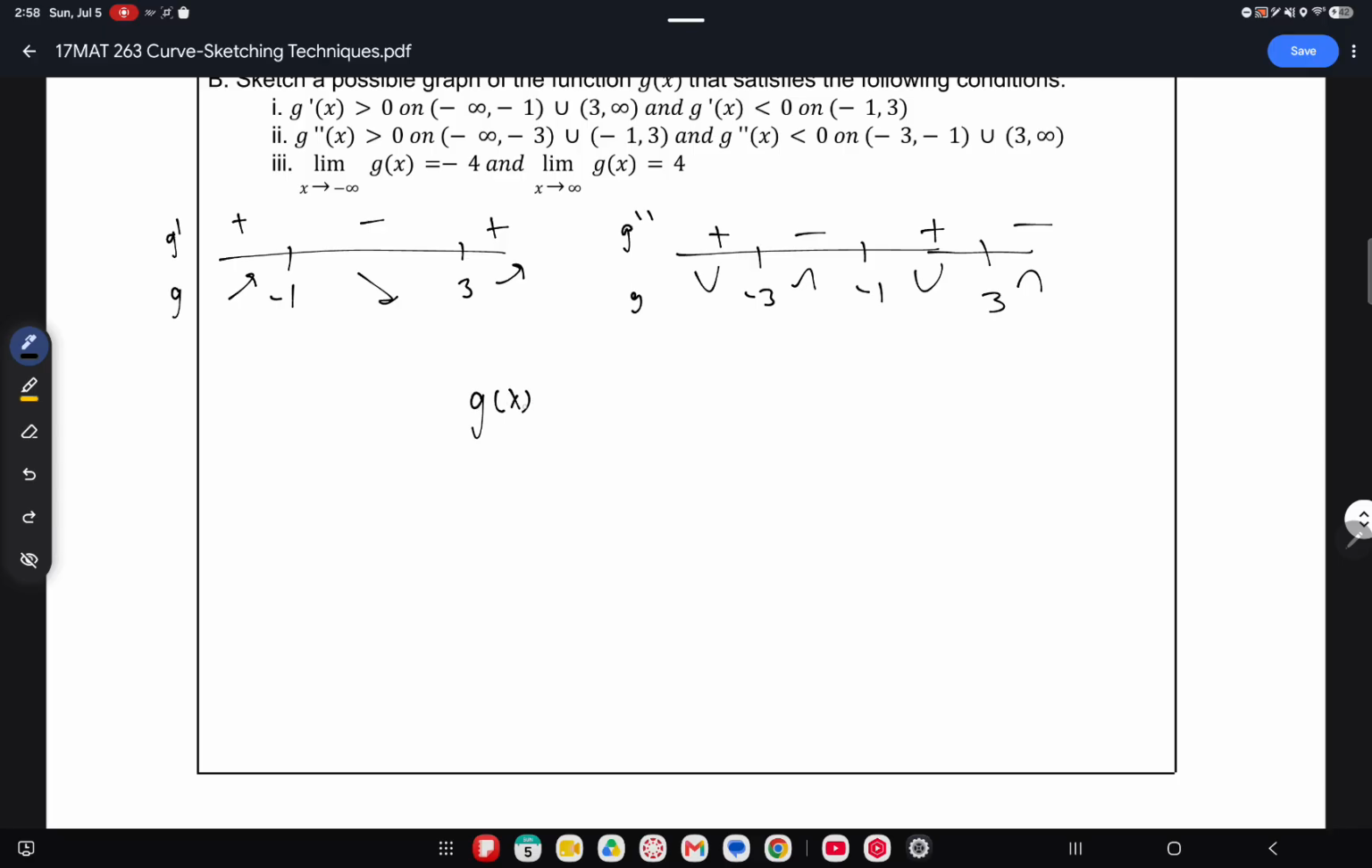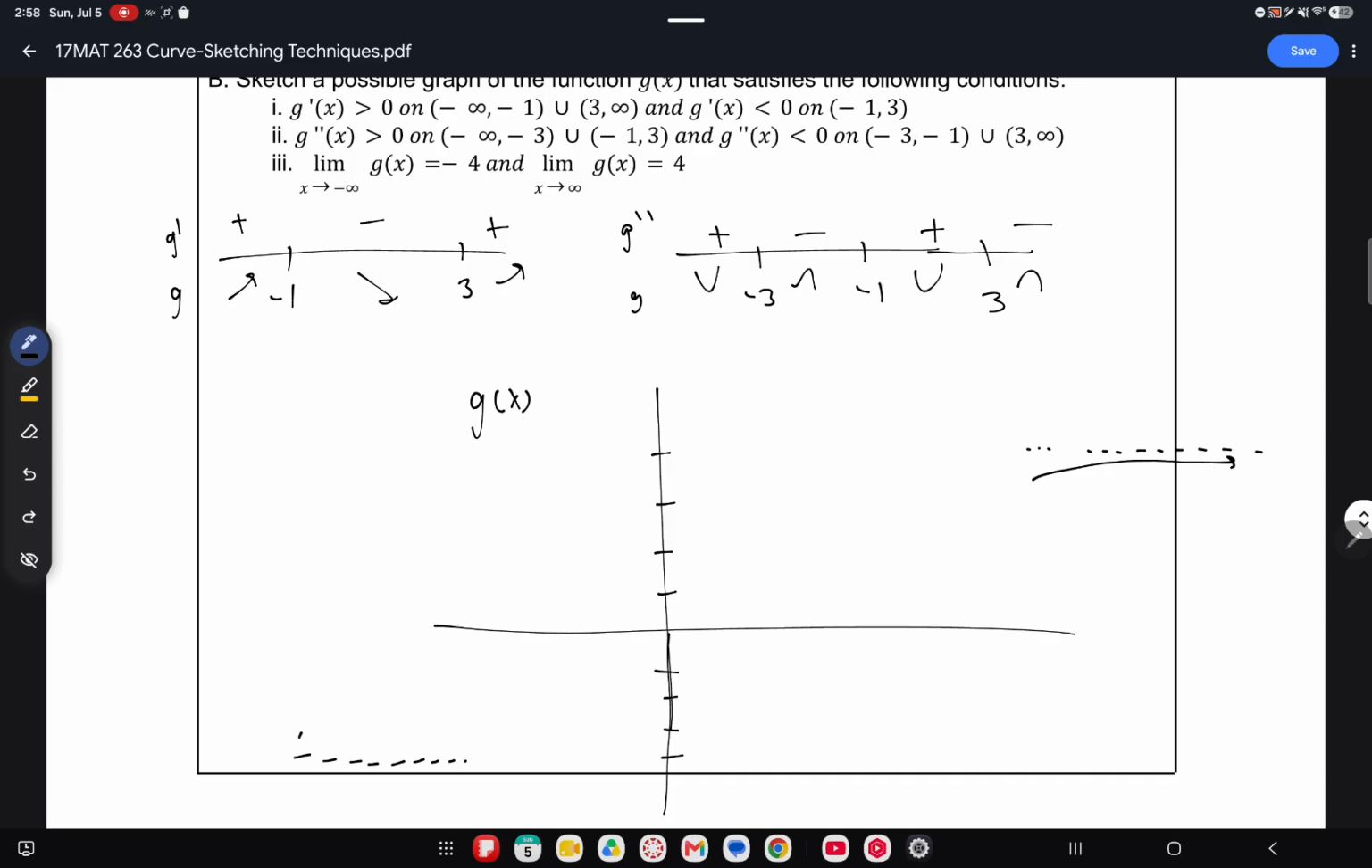All right, so I'm going to try and draw g of x here. So as we go to infinity, this direction, we're reaching 4. 1, 2, 3, 4. So eventually, at some point, we are reaching here. Maybe I'll even draw that. And as we go to negative infinity, we're going to negative 4. So eventually, we'll be going that way.